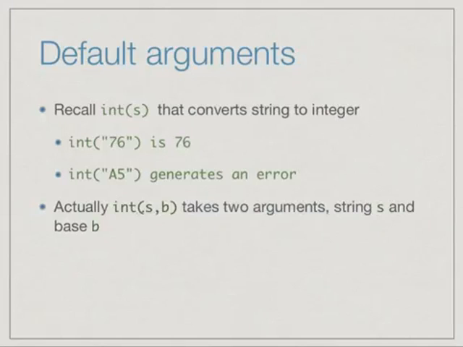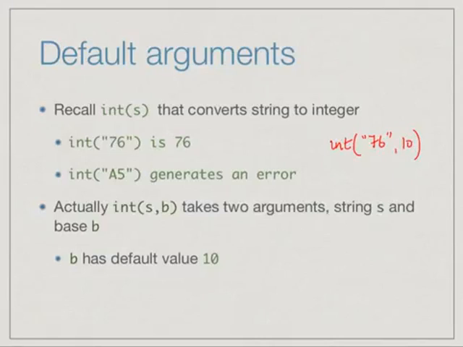Now it turns out that int is actually not a function of one argument, but two arguments. And the second argument is the base. So we give it a string and convert it to a number in base b. And if we don't provide b, then by default b has value 10. So what is happening in the earlier int conversions is that it's as though we are saying int of 76 with base 10, but since we don't provide the 10, Python has a mechanism to take the value that is not provided and substitute the default value 10.